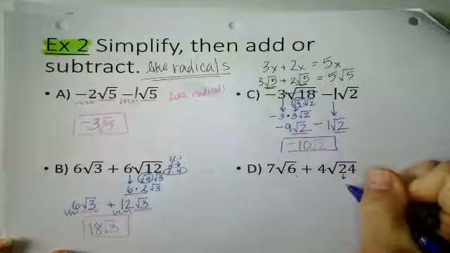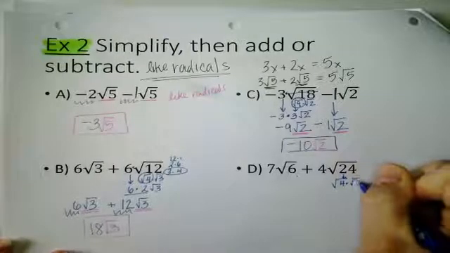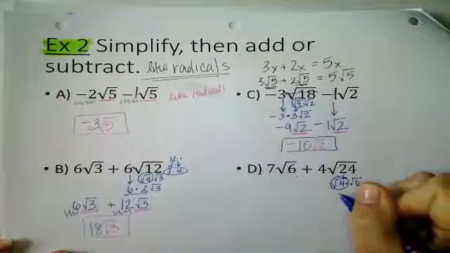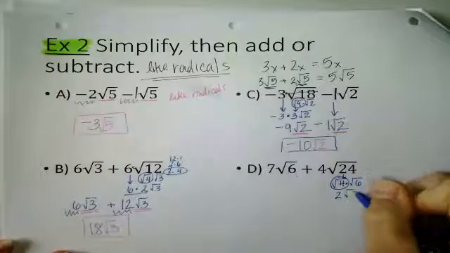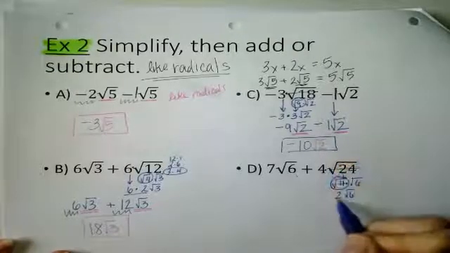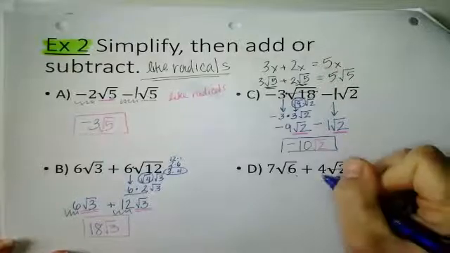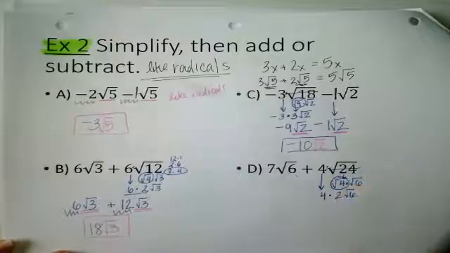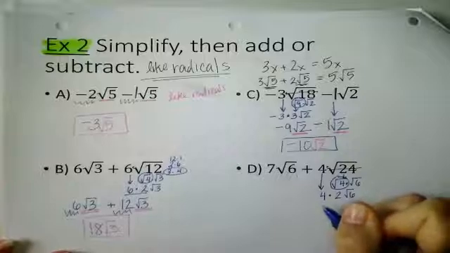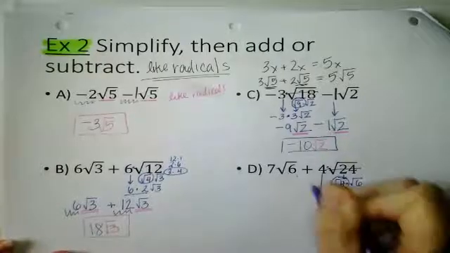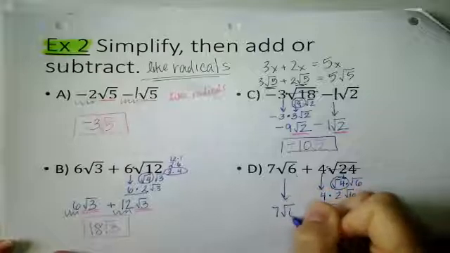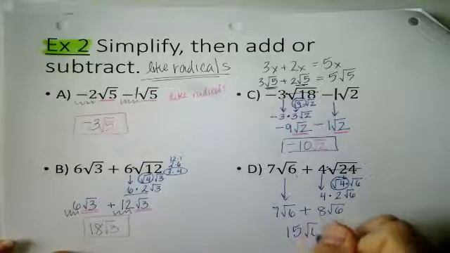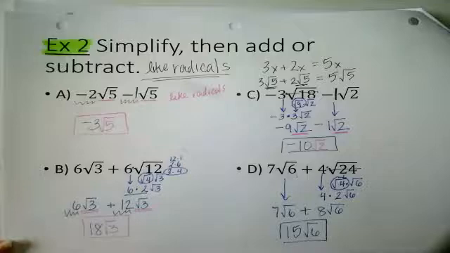24, we're going to change that. It becomes the square root of 4 times the square root of 6. What is the square root of 4? 2. So radical 24 changes into 2 radical 6. But don't forget about the 4 in front. This said 4 times that radical. So we want to do 4 times the 2 radical 6. And that's going to give us 4 times 2 is 8 radical 6. Bring this guy down. So 7 radical 6's plus 8 radical 6's is 15 radical 6's.